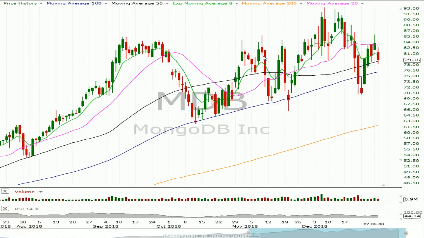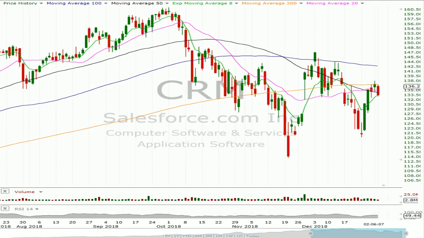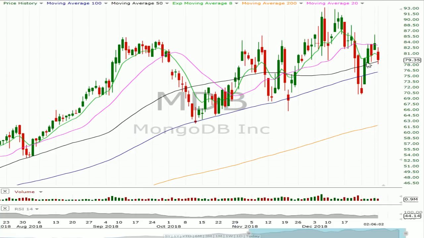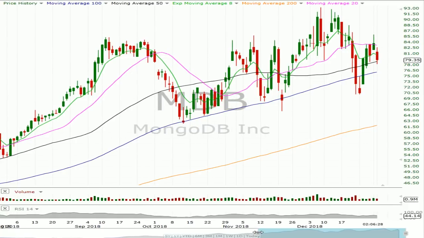You compare it to tech, even versus software, right? So you can see like Salesforce has bounced, but at the same time, it's still below its 200-day, it's below its 100-day, it's well off its 52-week high, right? Versus MongoDB, which is off its 52-week high, but only much more marginally, right?